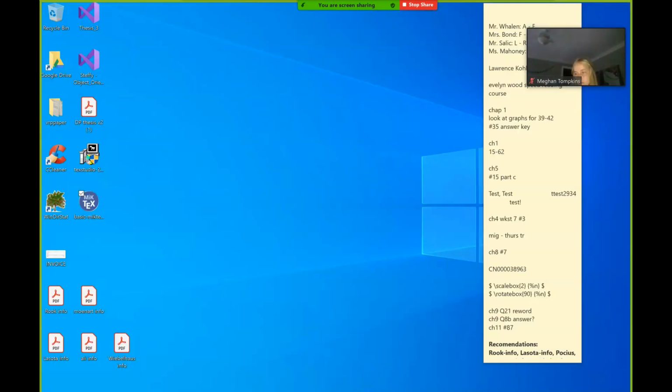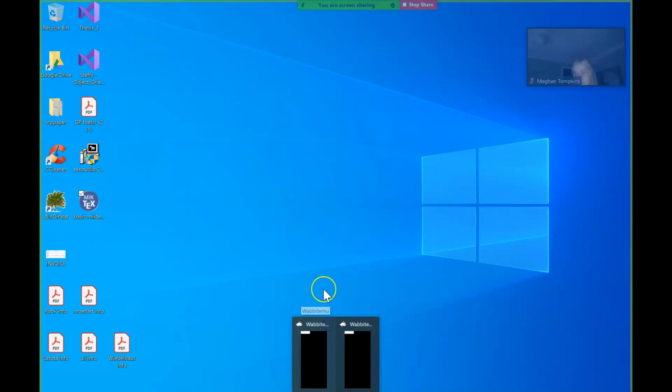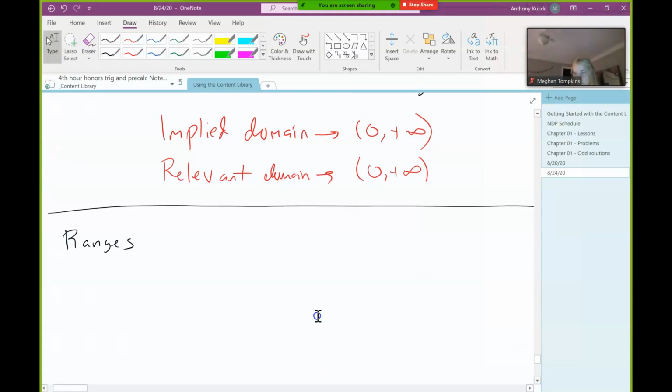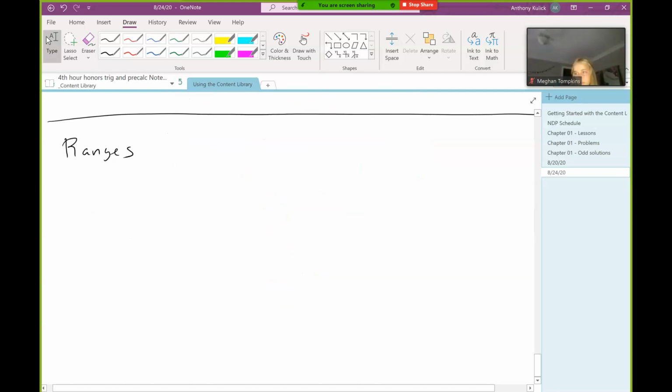What's going on here? You stupid machine. All right, so maybe it's not going to let me open this. That's fine. Not a big deal. We'll do it the old-fashioned way.